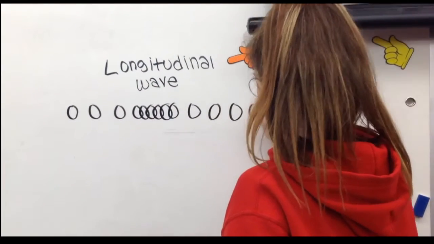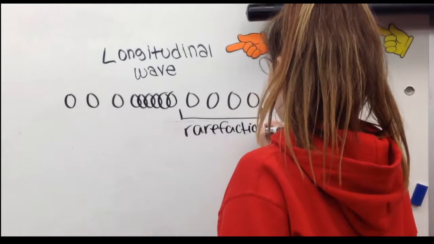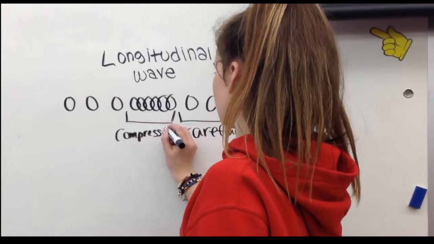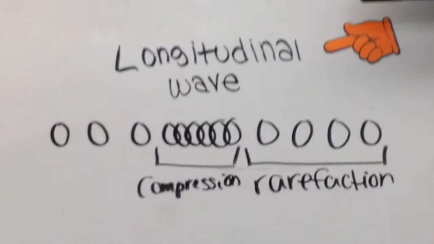The areas where the particles are close together is called the compression, and the areas where they're far apart is called the rarefaction. Unlike in a transverse wave, the particles in a longitudinal wave move parallel to the energy in the wave. These waves can also be called compressional waves.